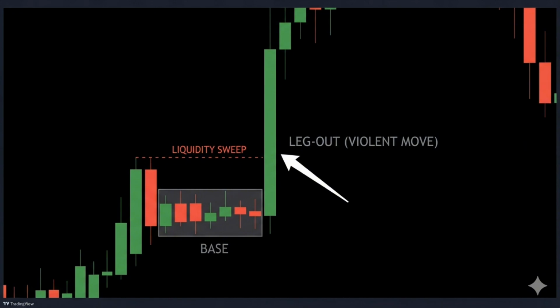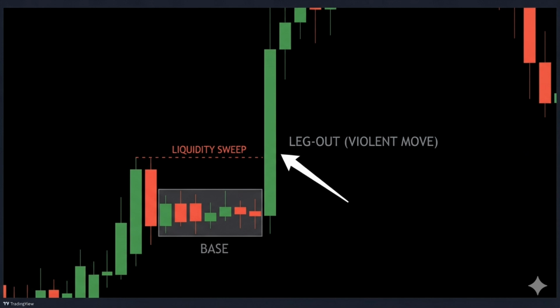A supply zone is the exact opposite. It's an area where big players sold heavily, causing the price to drop aggressively. These zones act as a ceiling. When price climbs back up to a supply zone, the remaining sell orders push the price back down. Think of these zones as the footprints of the smart money.